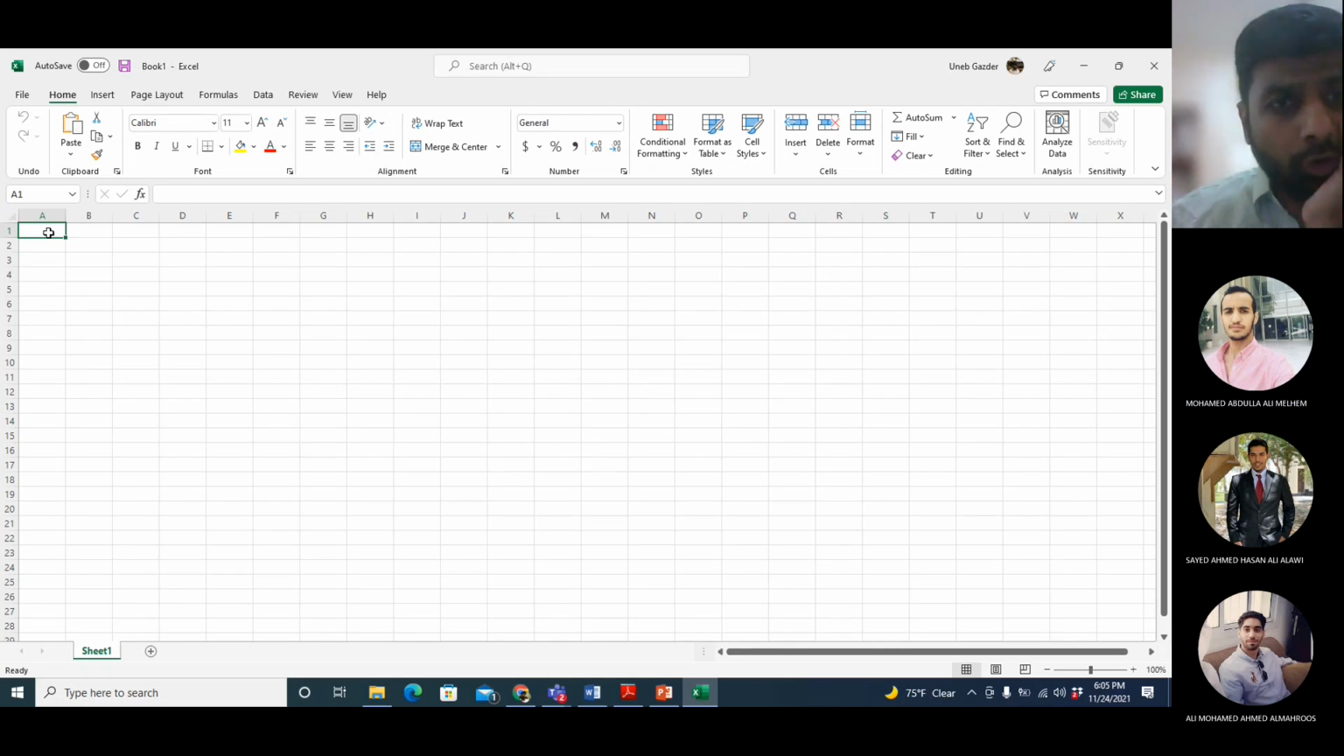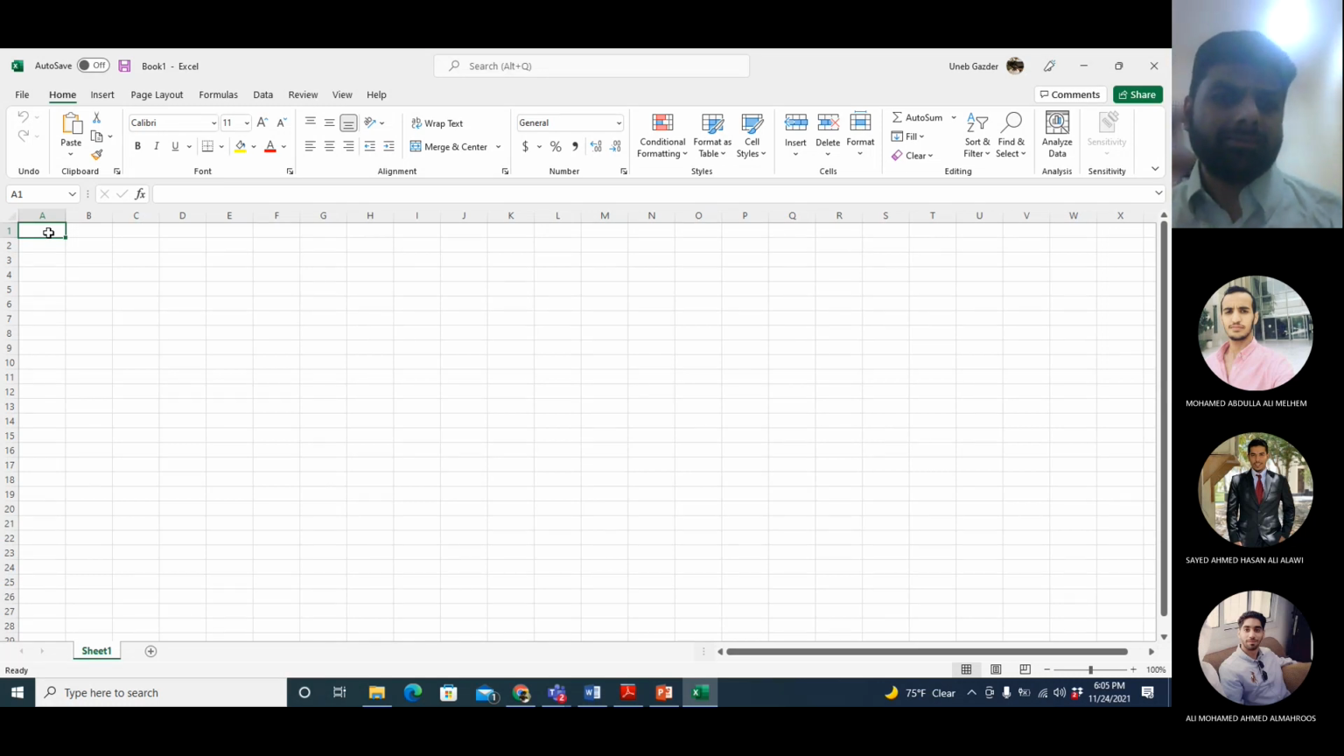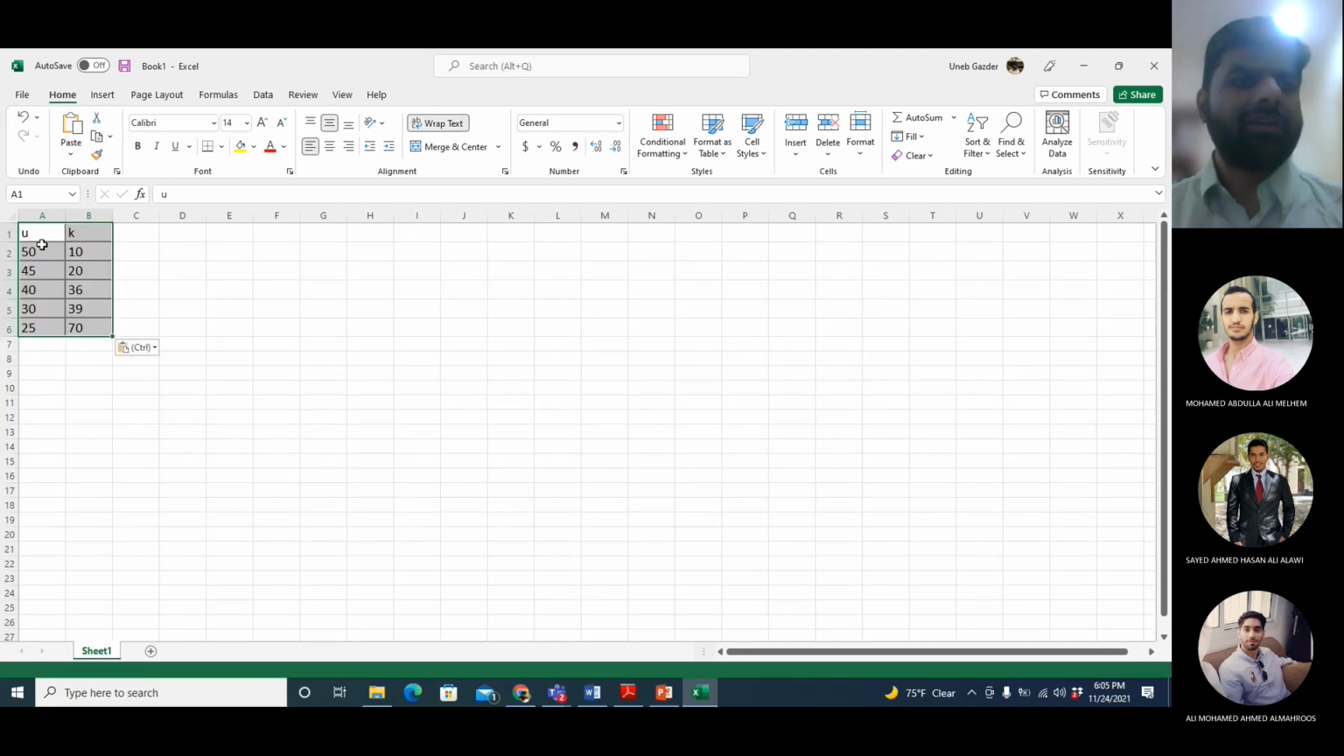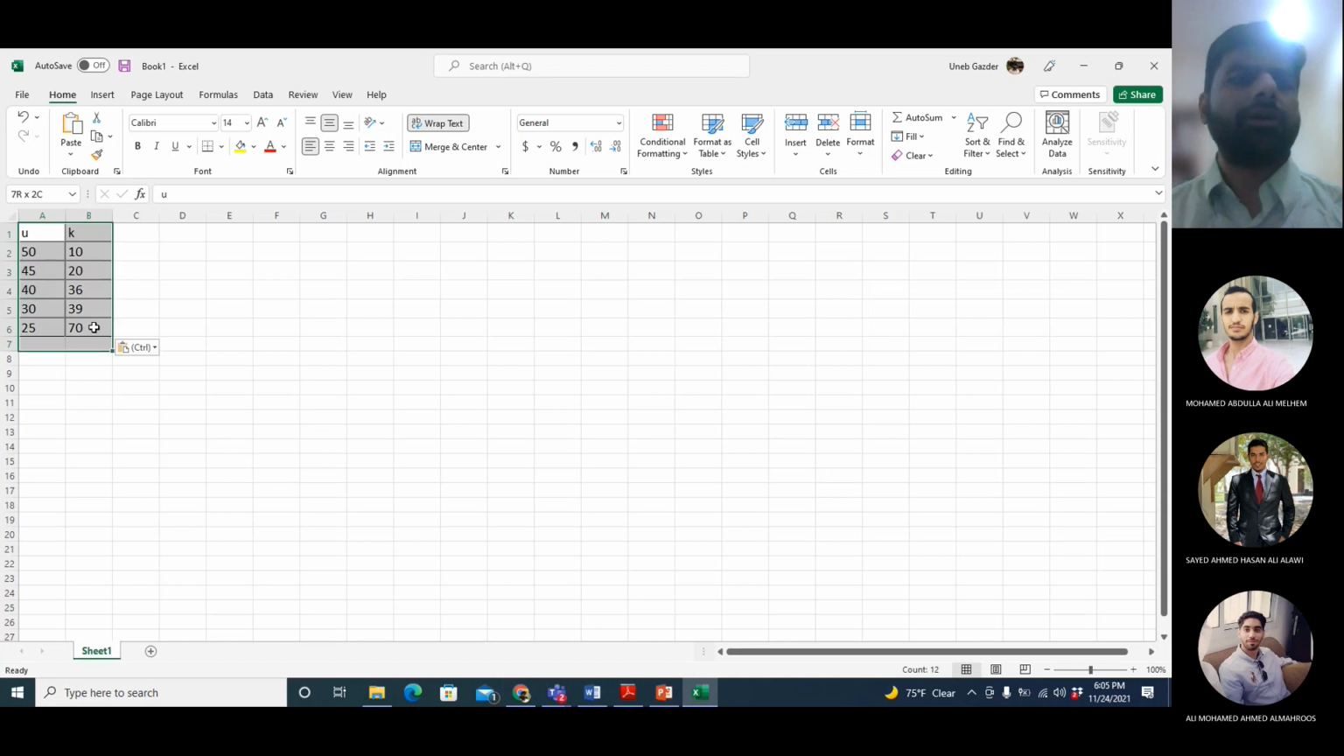So if you know MATLAB or Minitab or Statistica or SPSS, there are so many softwares. Any software will give you this basic calculation. Okay, so these are the values of U and K. Now if I want a linear equation, first of all, there are some limitations to the use of Excel for this sort of work. The first limitation is that it will work only for two variables, one input, one output.